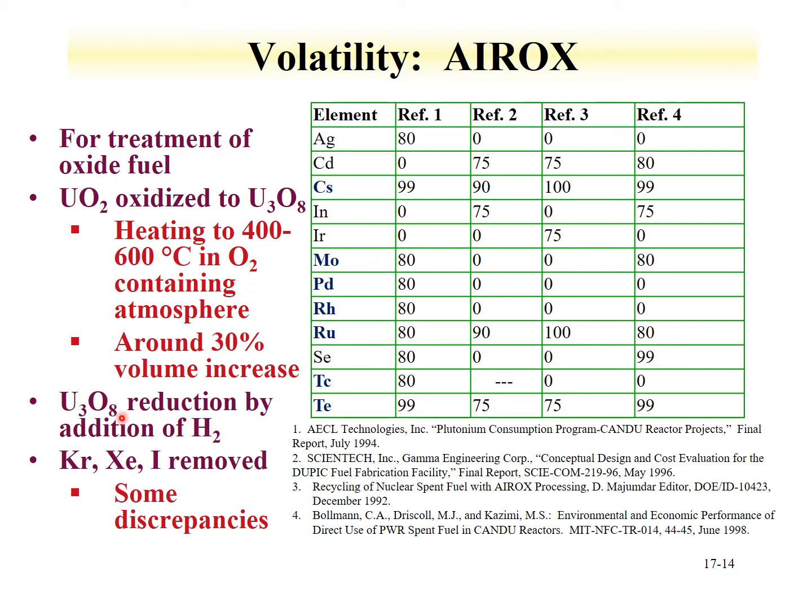The U3O8 can be treated with hydrogen. This causes a reduction back to UO2. This way, the oxide material can be treated, the size can be changed, the exposure of the surface of the particles to the surface can be increased. You can also end with UO2 at the end, and this UO2 can be reformed into fuel. And of course, during this process, noble gases, in addition to the elements that are listed here, are released: krypton, xenon, and also there's iodine removal. And as we stated, there are some discrepancies within the literature on this process.